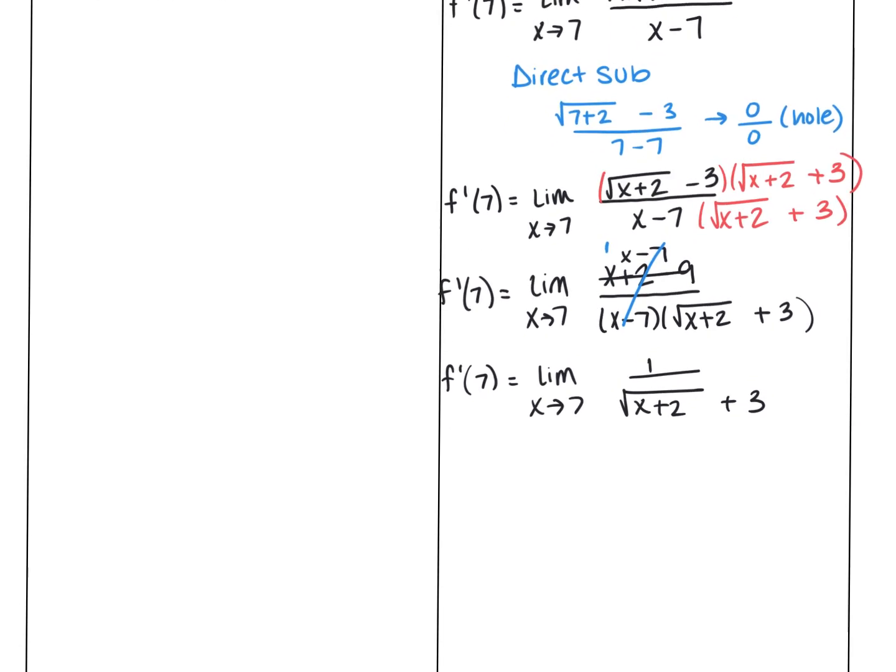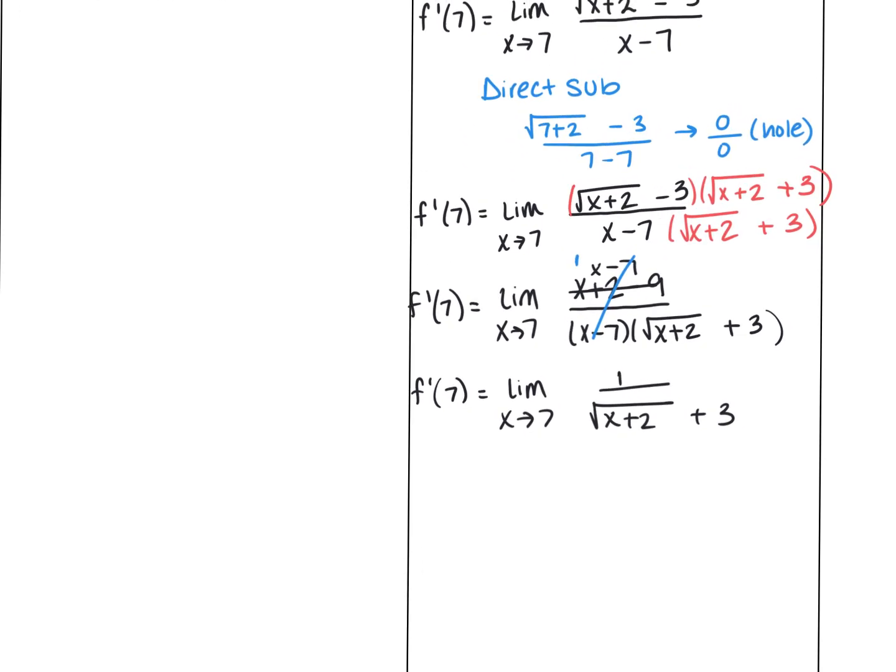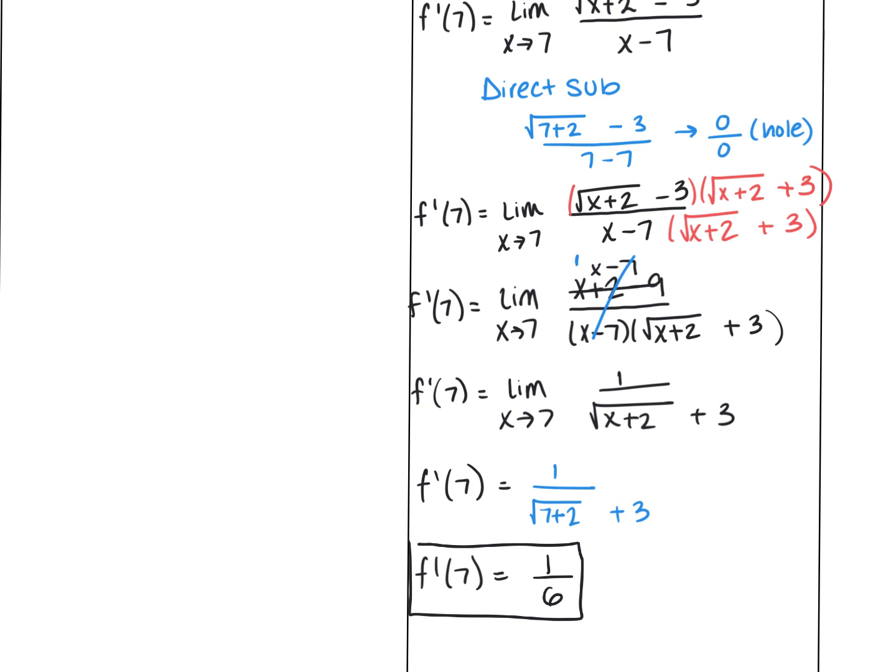So last and final step is to evaluate the limit. And the way we evaluate the limit is by simply plugging in 7. So the limit goes away now. So 7 plus 2 plus 3. So f prime of 7. 7 plus 2 is 9. Square root of 9 is 3. 3 plus 3 is 6. So 1/6. So again, what you found is the slope of the tangent line at x equals 7.